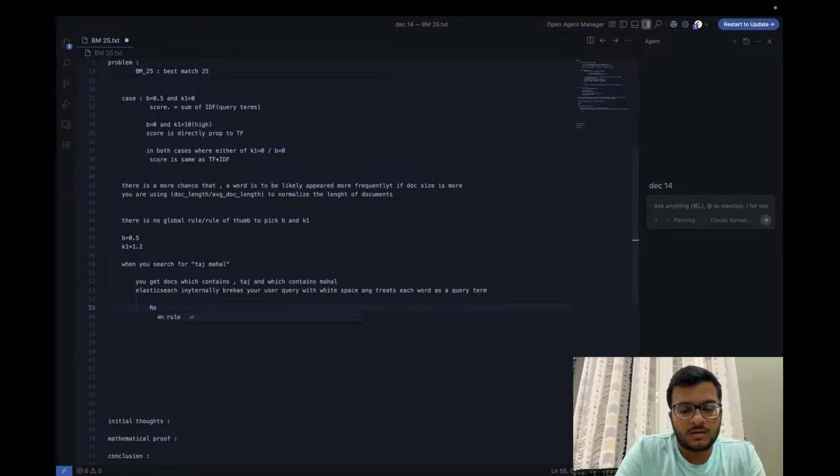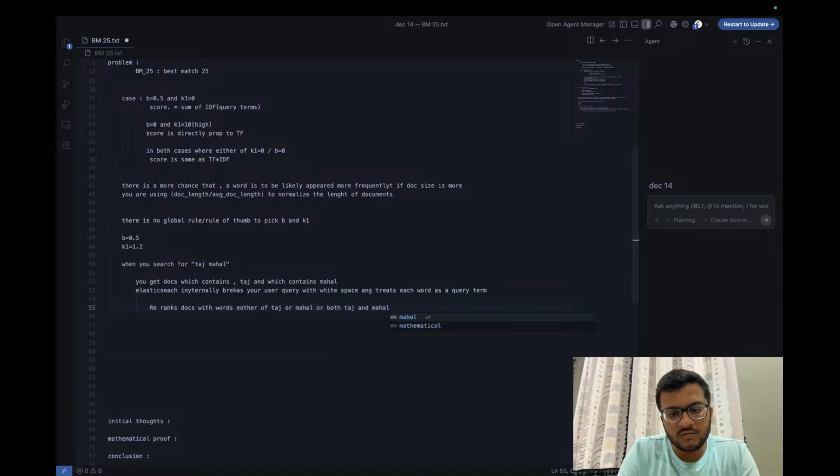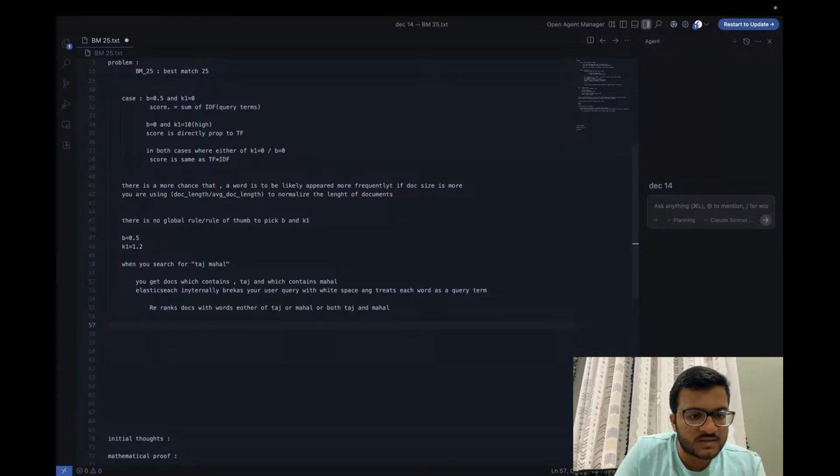It's a very good point. So it re-ranks docs with either Taj or Mahal, or both Taj and Mahal. Is a good one, right? Yeah, it's a good observation. Actually, it's not an observation, that's the fact of Elasticsearch.